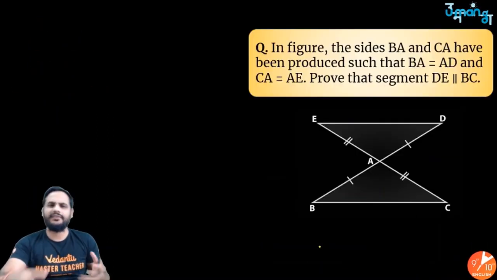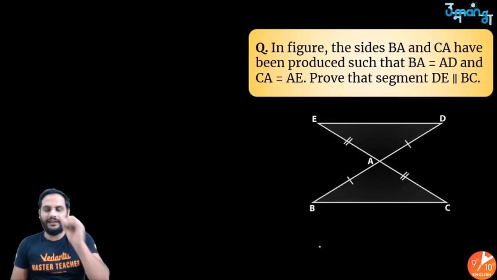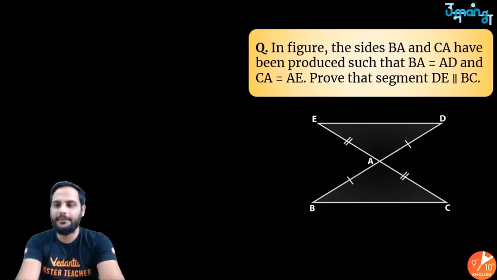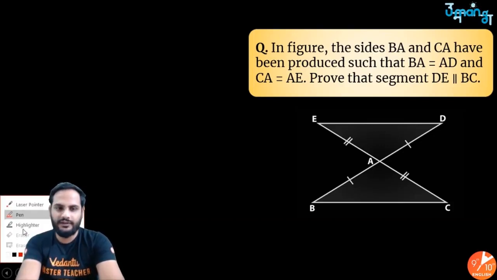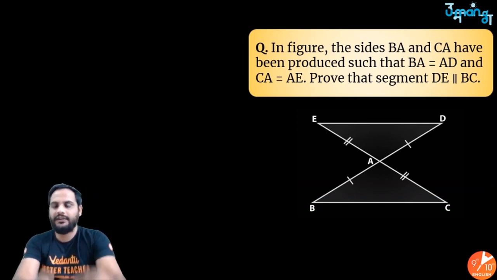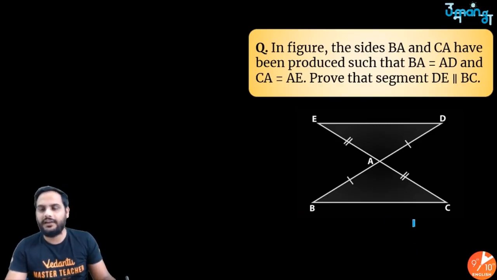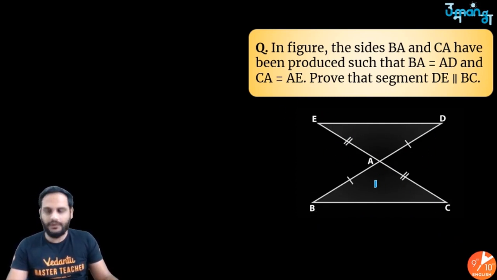Now we will be looking at some very important questions. In geometry questions, the first thing which I would like you all to understand very clearly is, please read the question once. First, read the question completely, and in the second phase look at the critical information. Then see what you want to prove. So they are saying in the figure the sides BA and CA have been produced such that BA is equal to AD, and CA is equal to AE. They are saying prove that DE is parallel to BC.